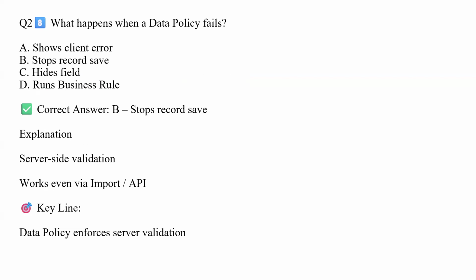So here, the other options: shows client error belongs to client script. Hide fields belongs to the UI policy. Run business rules is a separate logic for the business rule. So the correct answer is data policy for the hard validation.